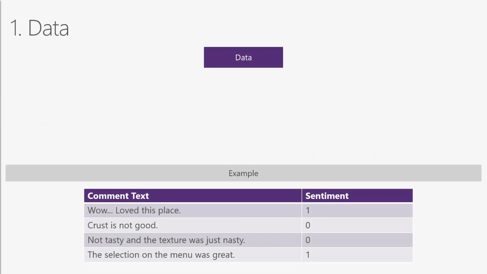All right, first thing you need is data. And right here on the bottom, you have comment text and you have sentiment. So this is done for sentiment analysis. And this comment here, "wow, love this place," has a sentiment of 1, meaning a binary positive. "Crust is not good" is like a negative. "Not tasty and the texture was just nasty," that's a negative. "Selection on the menu was great," that's a positive. Okay, so that's how we make these simple ideas about text and sentiment, and this slide is based on an actual data set that's used in the examples.